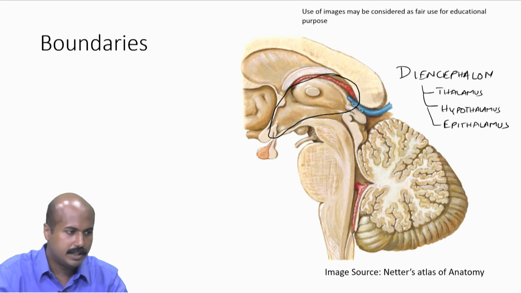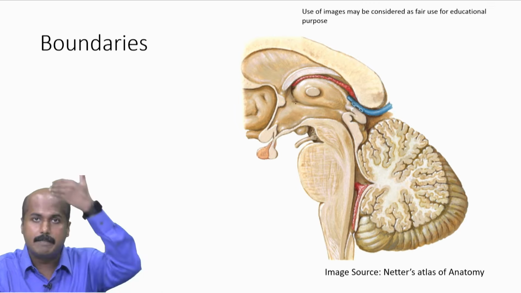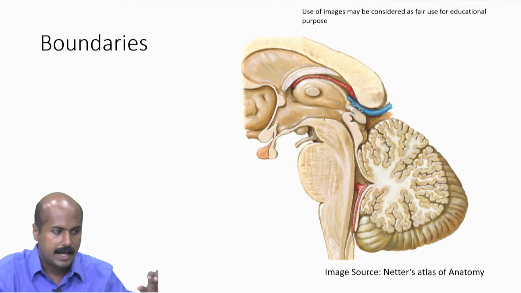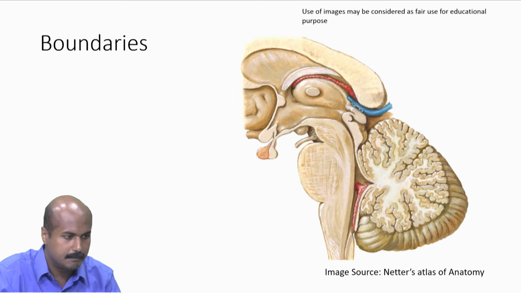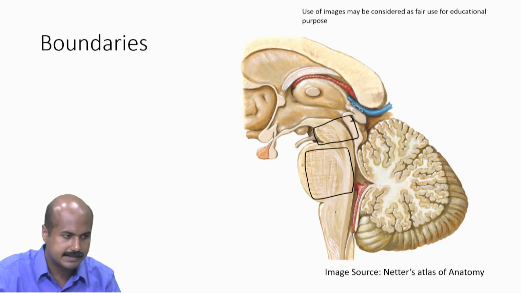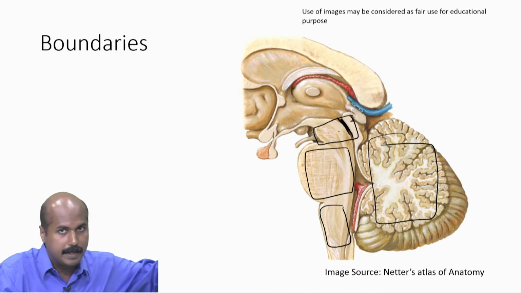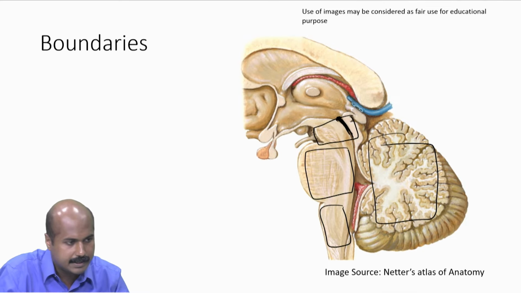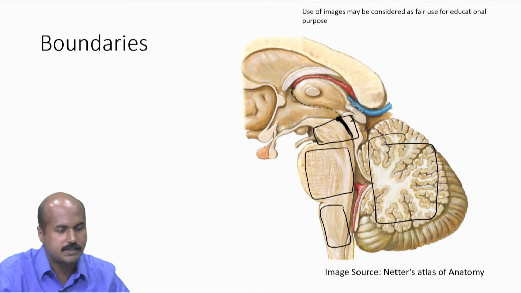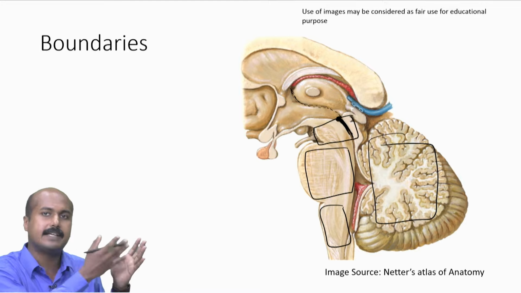Here, if you look at this anatomy, this is a midline sagittal section of the brain and a closer look, and you can see that this is the midbrain, this is the pons, this is the medulla, and this is the cerebellum. The midbrain cavity is called the aqueduct. The aqueduct has an opening into the third ventricle. From there you can draw a rough line till the foramen of Monro.